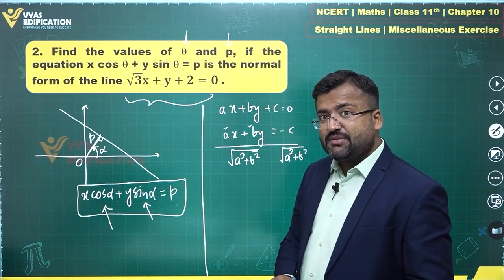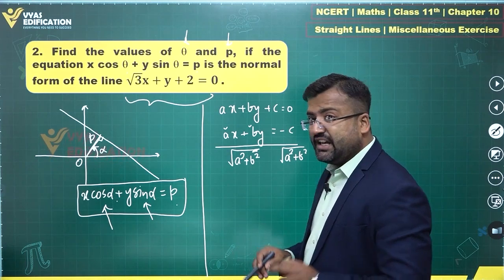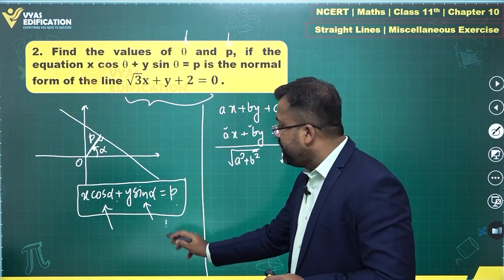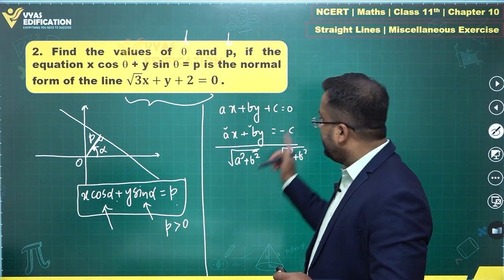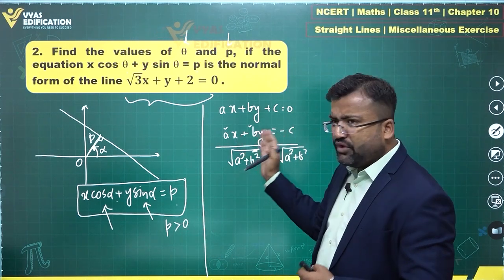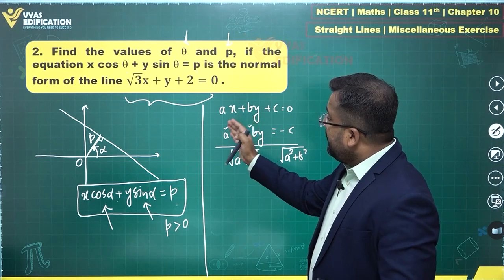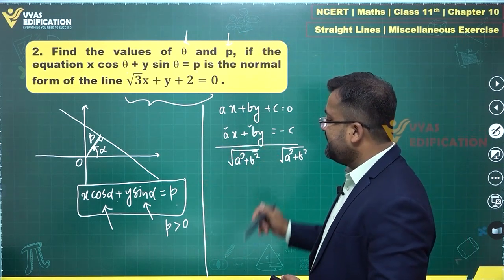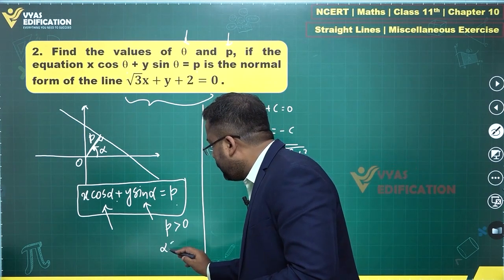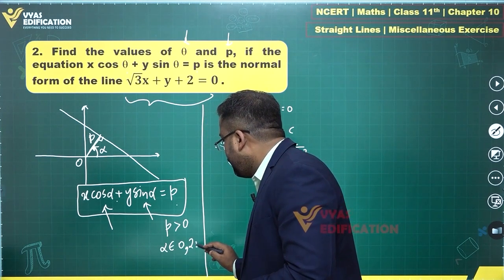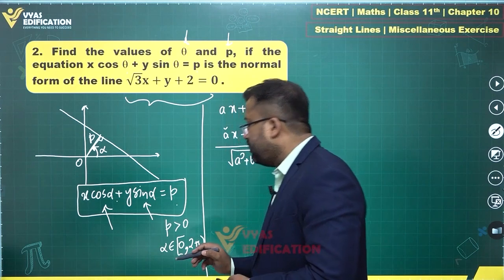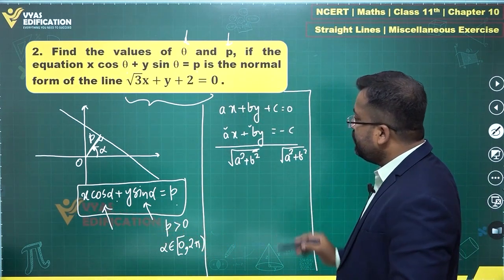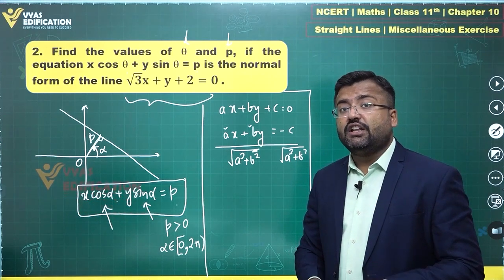When we divide both sides by this same quantity, the next thing that remains is to convert this whole expression, since p is greater than 0, into positive form, and after that you can easily find the value of alpha with the help of cos alpha and sin alpha, right? Alpha belongs to [0, 2 pi), closed at 0 and open at 2 pi. That's the important thing, right? So this is the approach that we follow for converting any equation into the normal form.